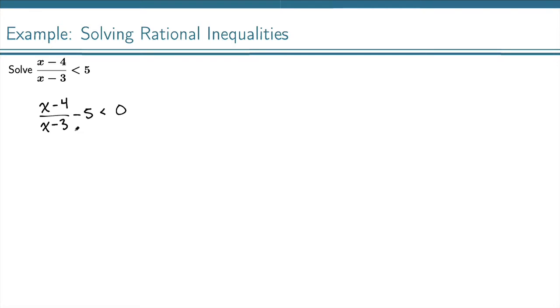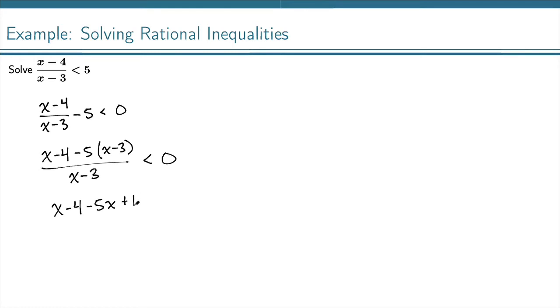Then we need a common denominator here. So we're going to take that minus 5 and multiply it by an x minus 3, and then that will all be over x minus 3. Now we can distribute that 5, so we have a minus 5x and plus 15 all over x minus 3, less than 0. Combining like terms in our numerator, we have negative 4x, and then negative 4 plus 15 is plus 11, over x minus 3.